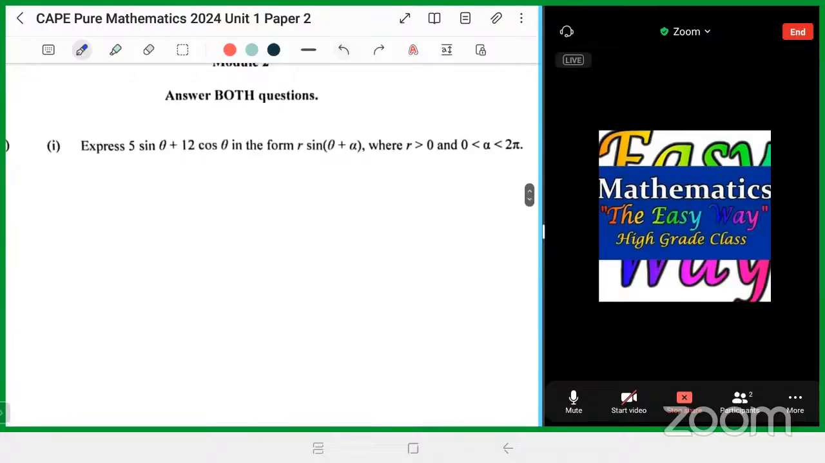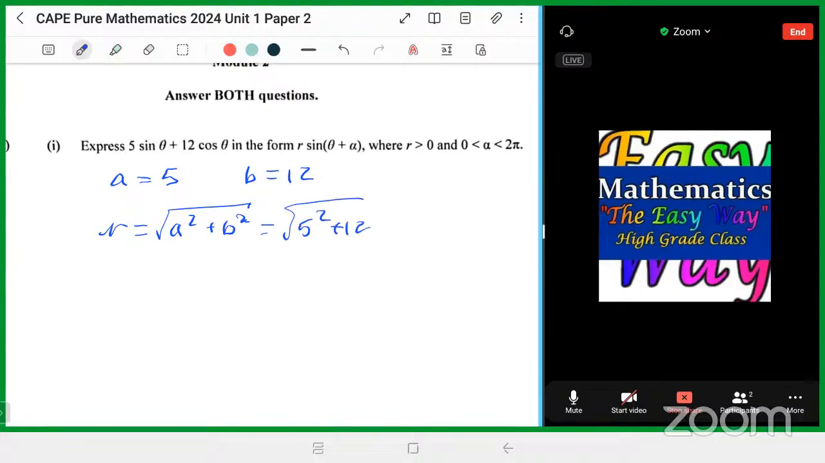And so I'm going to state that A is equal to 5 and B is equal to 12 in the expression, and R becomes the square root of A squared plus B squared, which is equal to the square root of 5 squared plus 12 squared. That's a 5, 12, 13 Pythagorean triple. That is 13. Let's write this better.